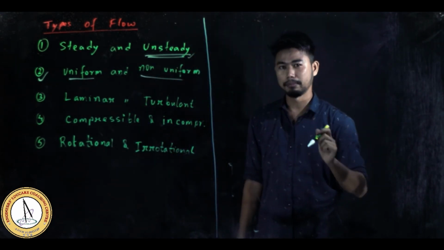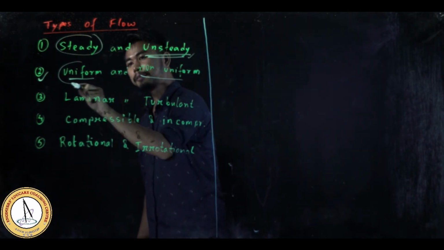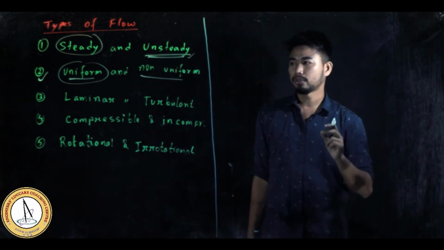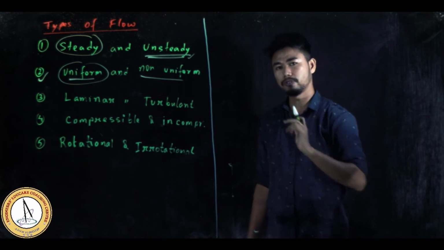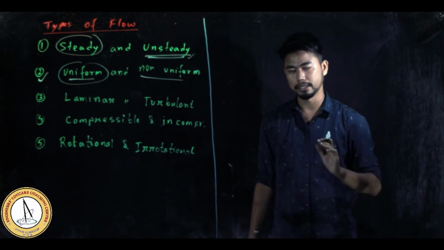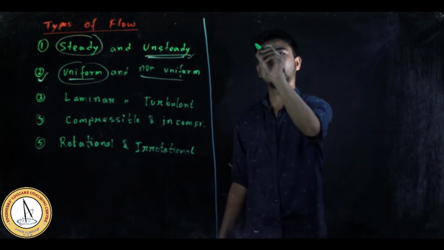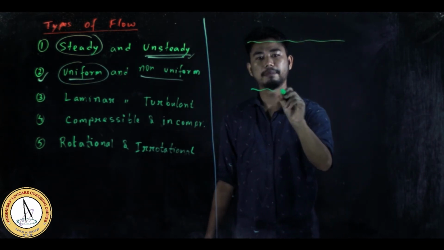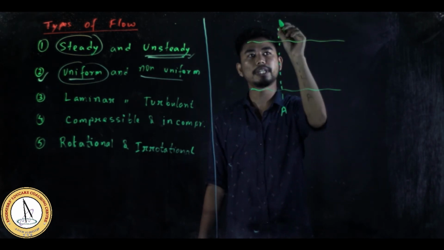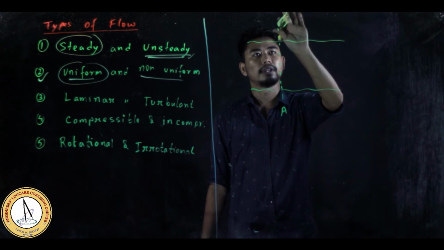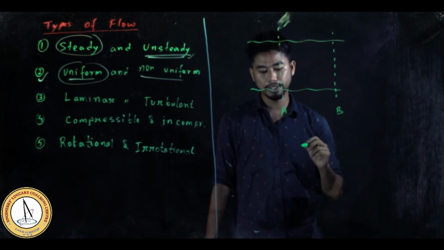Now in the exam, most of the students get confused between steady and uniform. So I am going to explain to you, try to grasp the concept between steady and uniform flow. Okay, there is a vast difference. So let's say we have a channel again. I am taking one cross section. This is, suppose, A. I am taking one more cross section. Let's say this is our cross section B.